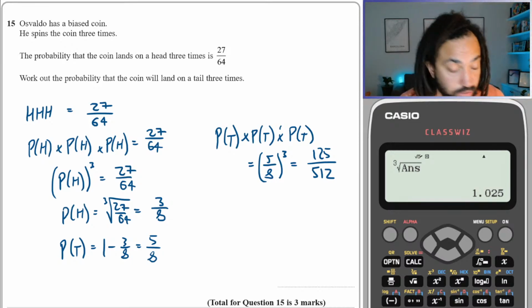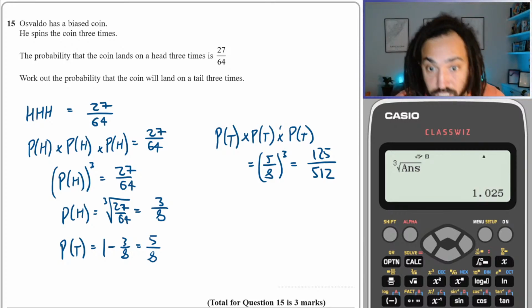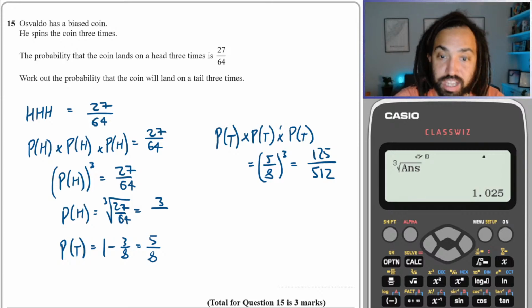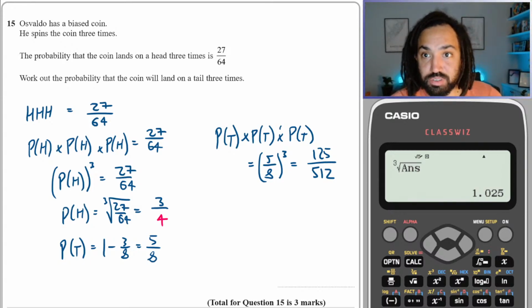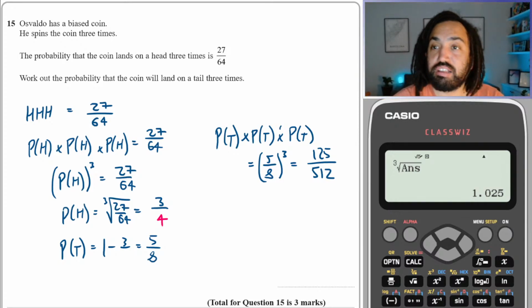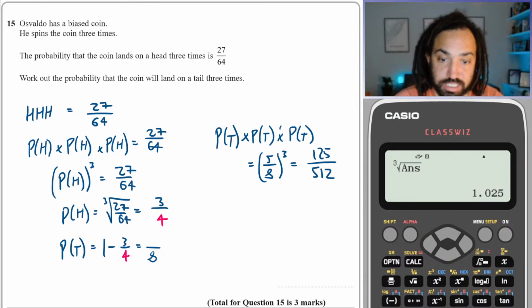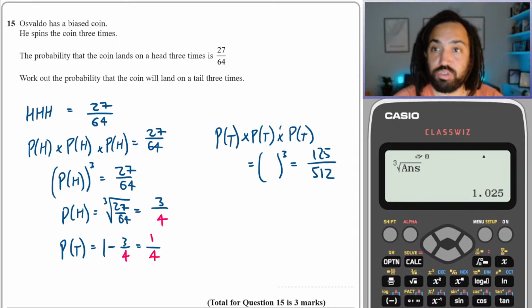Oh no. Oh, you donut. You absolute donut. This is why you use a calculator in your exam and you don't rush. That is a 4. Because the cube root of 64 is 4, not 8. That is a 4. So therefore, this is now 1 over 4. And 1 over 4 to the power of 3 is 1 over 64.